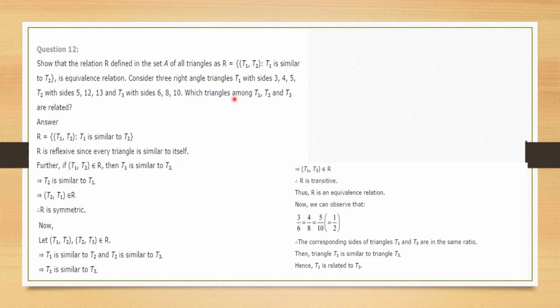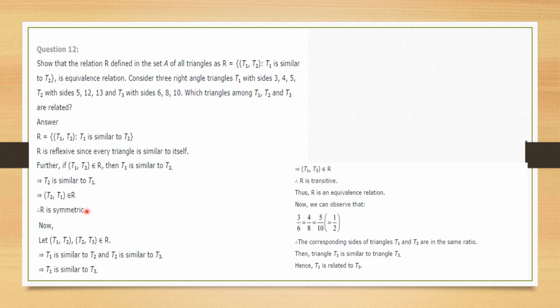Let us see the first part where the relation is described like this: T1, T2, where T1 is similar to T2. For reflexivity, every triangle is similar to itself. So T1 is similar to T1, hence R is reflexive. For symmetry, if T1, T2 belongs to R, that is T1 is similar to T2, then T2 is also similar to T1. That means T2, T1 belongs to R.